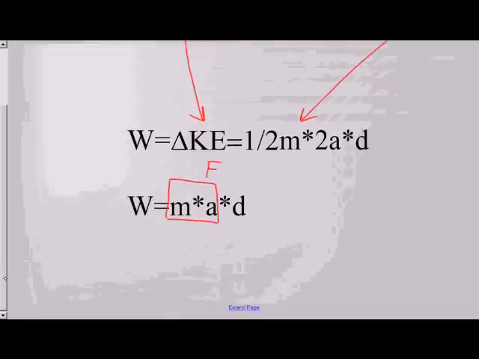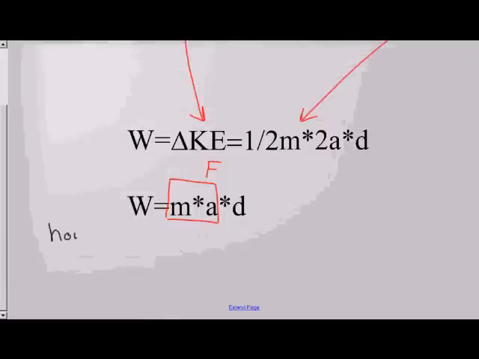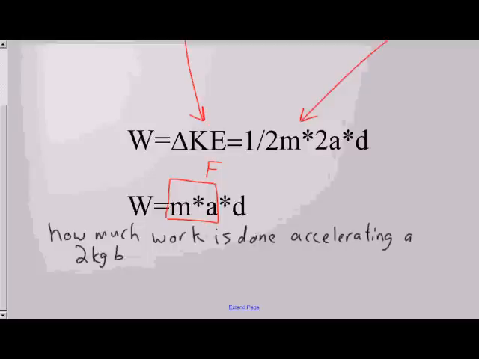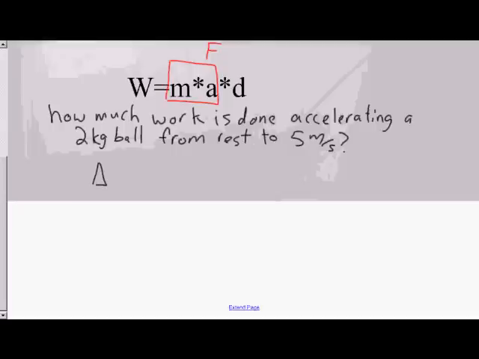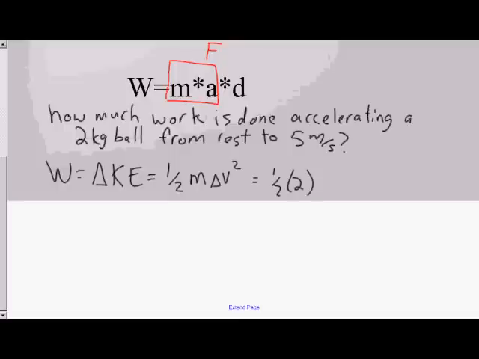So, to solve one like that, let's say how much work is done accelerating a 2 kilogram ball from rest to 5 meters per second. What we would do, work is going to be delta KE because we're changing its kinetic energy. So work is 1/2 m delta V squared. So 1/2 times 2 is going to be 1. 5 squared is going to be 25. So we end up with 25 joules.